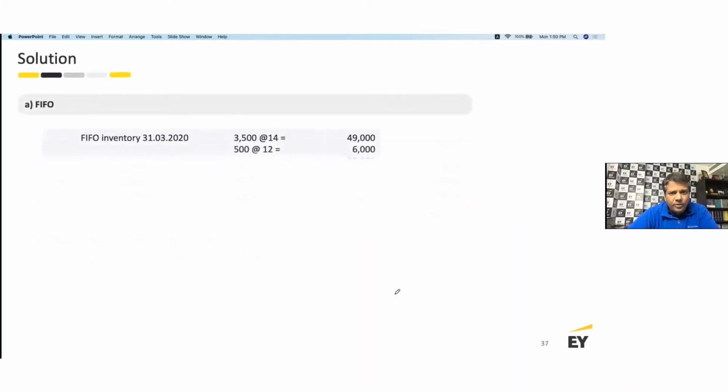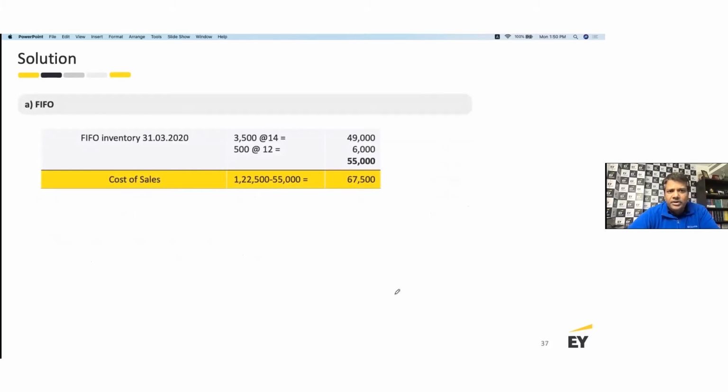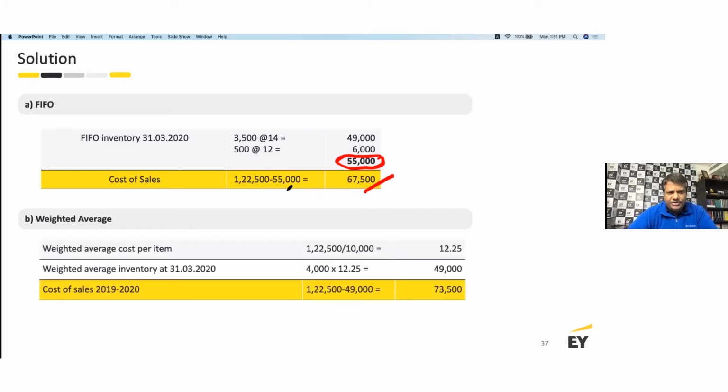Now when I do FIFO here, 3,500 at the rate of 14 and 500 at the rate of 12, I get 55,000 as my closing value of inventory and 67,500 as my cost of sales, which is 1,22,500 minus 55,000. So my inventory value, if I follow FIFO, is 55,000. Now, if I have to follow weighted average, what is my inventory value? My weighted average inventory is 49,000. Try and see this difference.